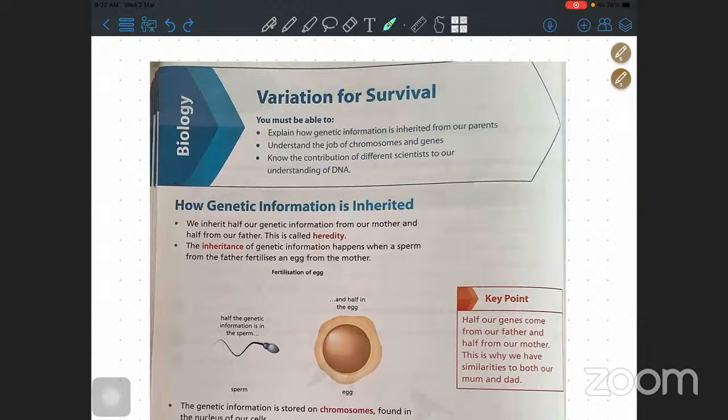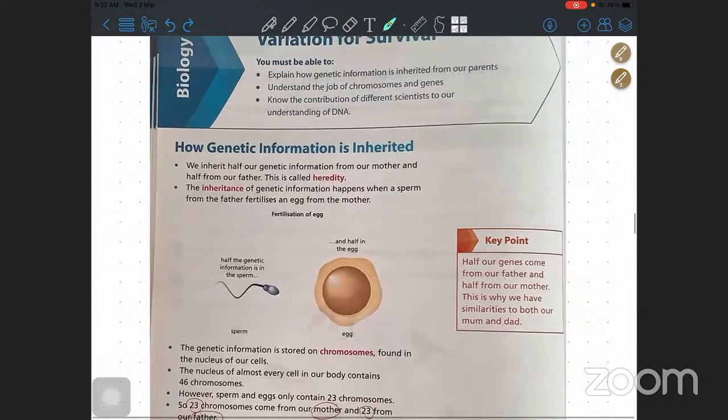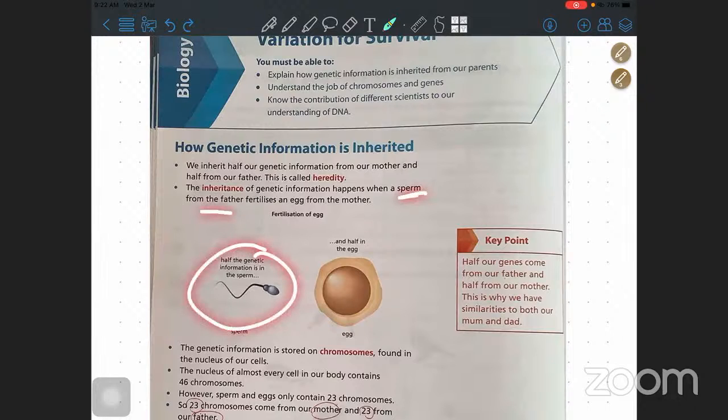Okay, we actually inherit our genetic information, half from our dad and half from our mom. This is called heredity. The inheritance of the genetic information happens when the sperm, this is the sperm, from the father fertilizes the egg from the mother. This is the egg. Okay, they join together. We have a half of the genetic material here and a half here. So half of our genes come from our father and half from our mother. This is why we are similar to both mom and dad.